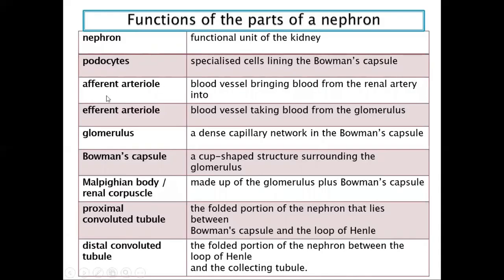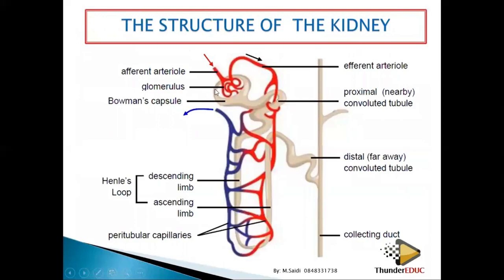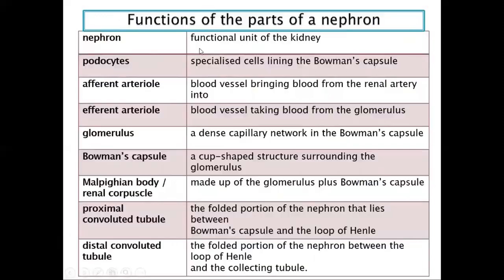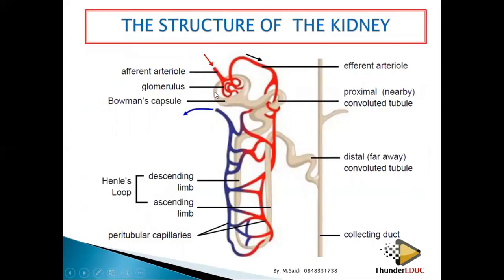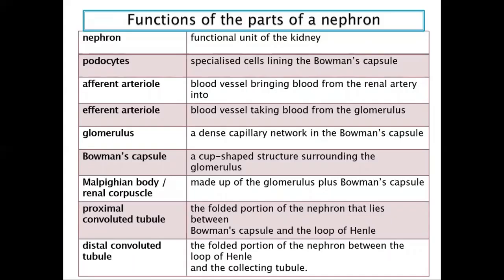You have to know that. It has what are called podocytes. These are specialized cells lining the Bowman's capsule. So if you look at it here, you'll find out that the cells which line here, we call them podocytes.